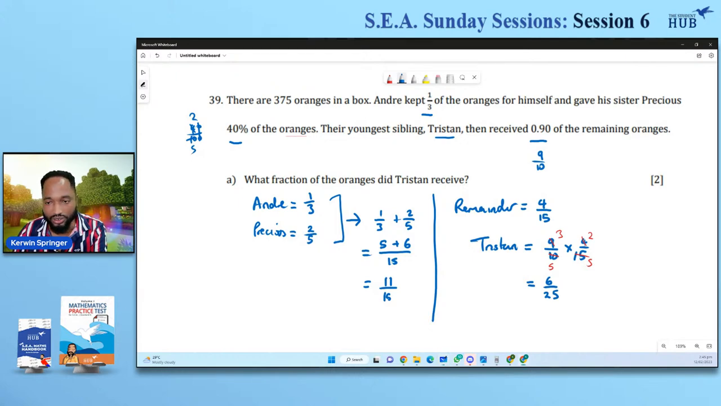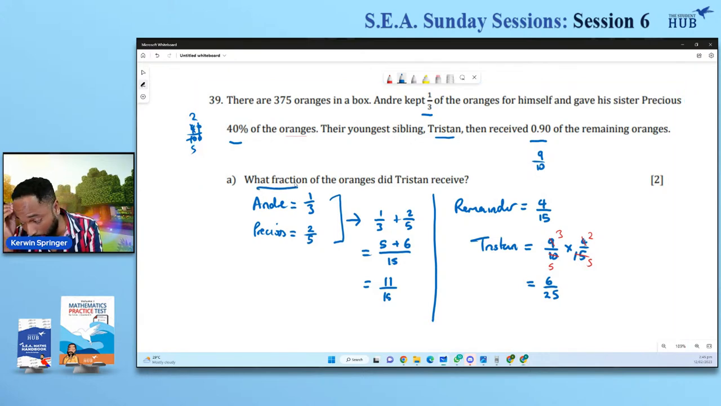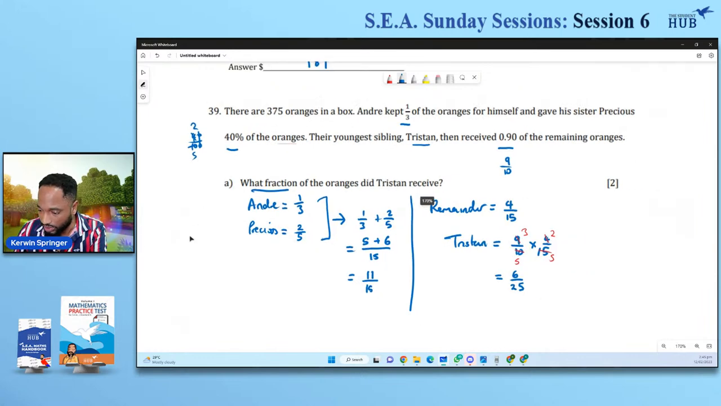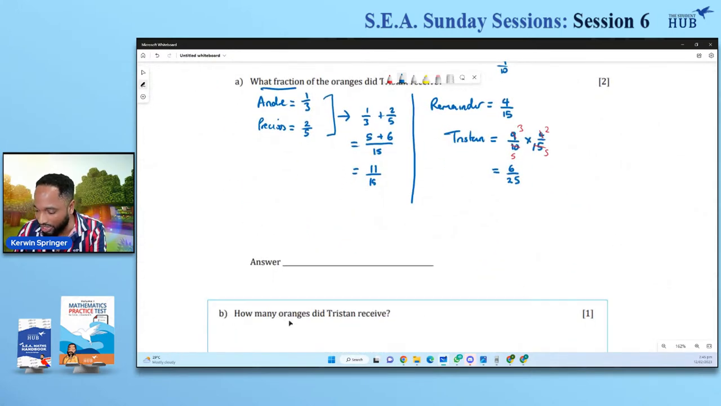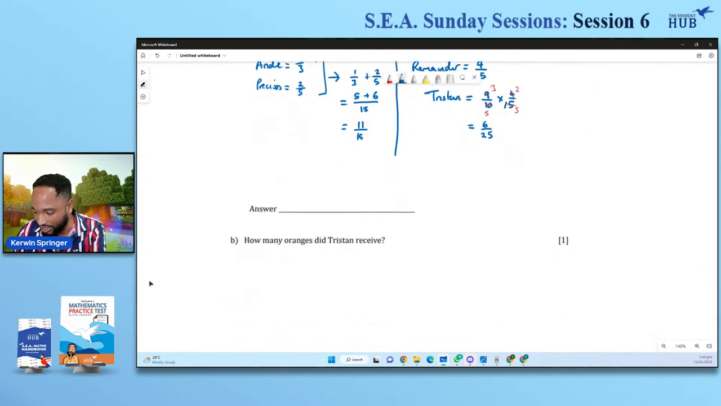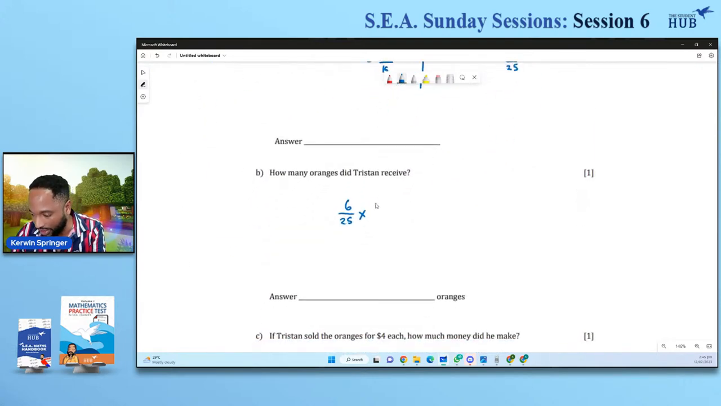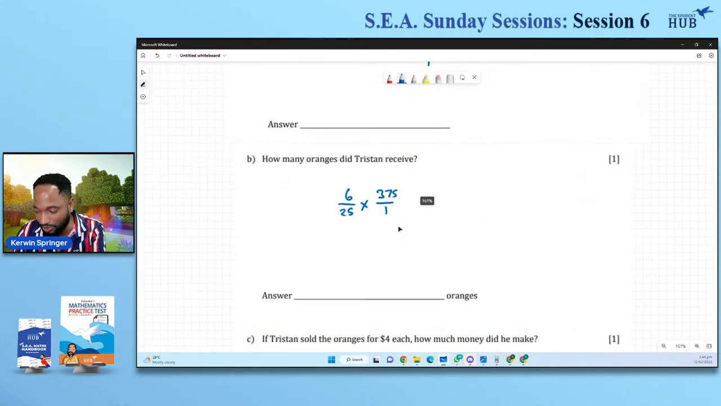Let's double check. Now, they didn't ask how much you're receiving. That's what fraction of the oranges you receive. I seen people putting the answer. Maybe they asked afterwards how many oranges. Well, afterwards, we'll say, okay, fine. 6 out of 25 multiplied by 375. And once again, we are called upon to divide by 25.